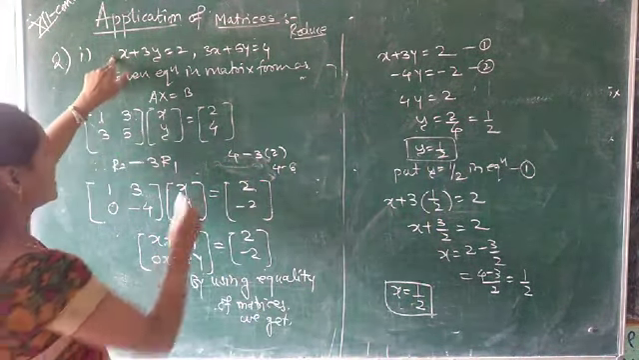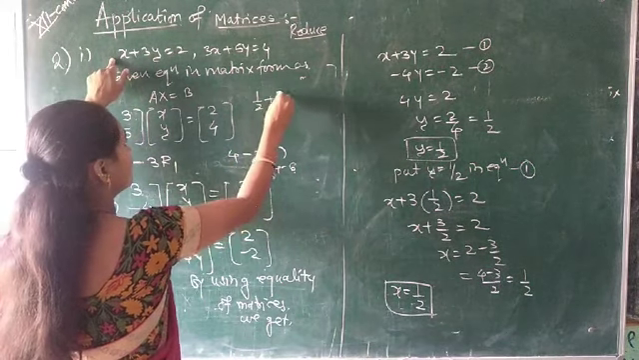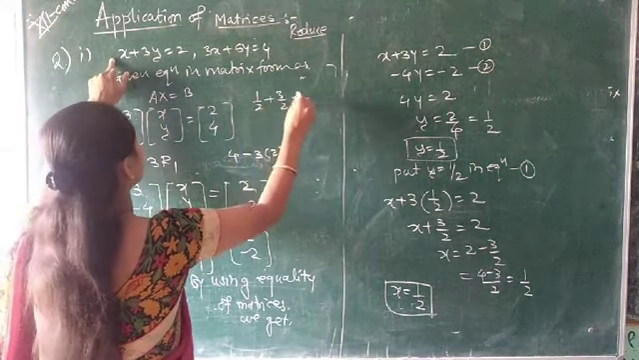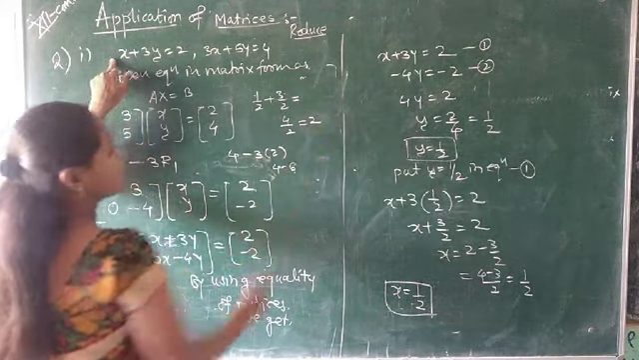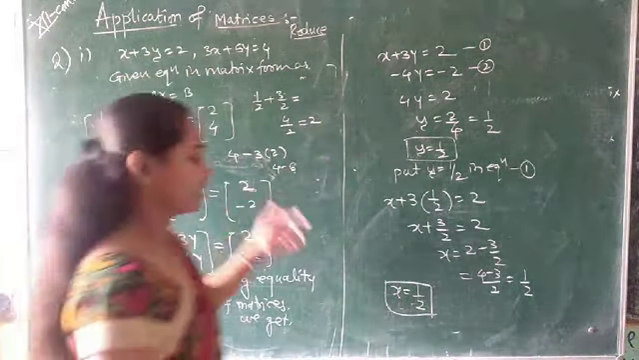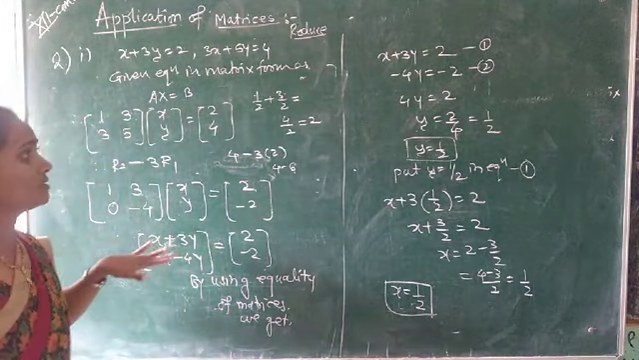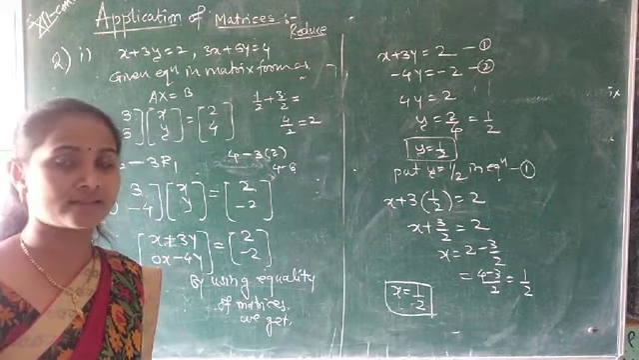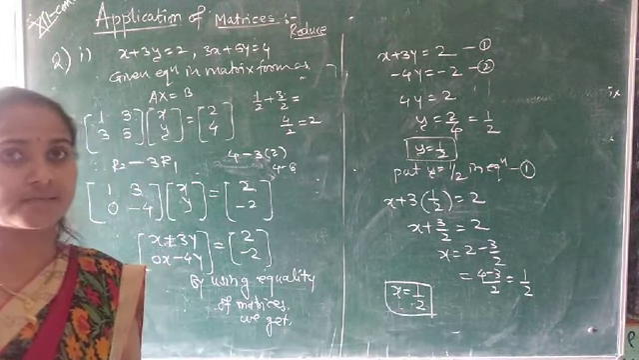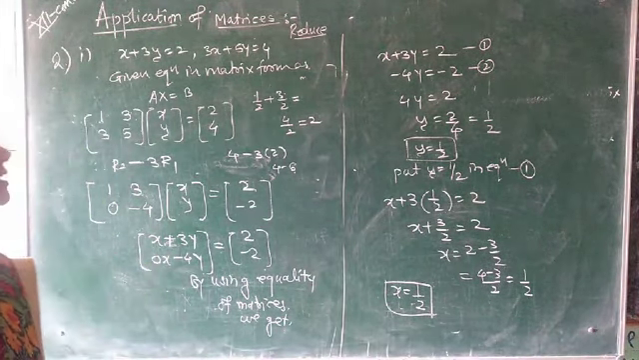Check whether our answer is correct. Half plus half, and here 3 upon 2. So 1 plus 3 is 4. 4 upon 2 is equal to 2. Our answer is verified. So this is an example by using the method of reduction. And in the next lecture we will see our next exercise, the remaining questions in this exercise.